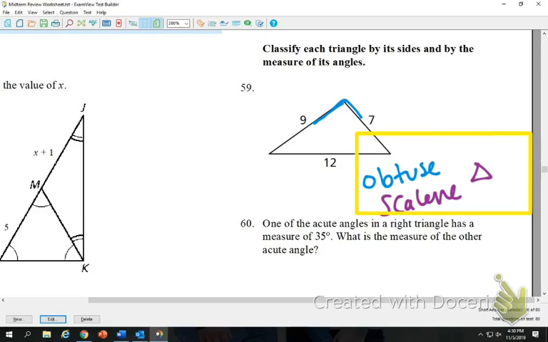If any part of that is wrong, it's just 1 point. So just fix it. One of the acute angles in a right triangle is 35. Find the measure of the other. So add them up, subtract from 180, and you get 55 degrees.